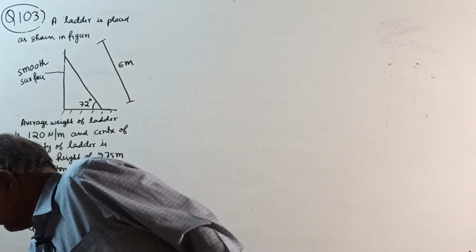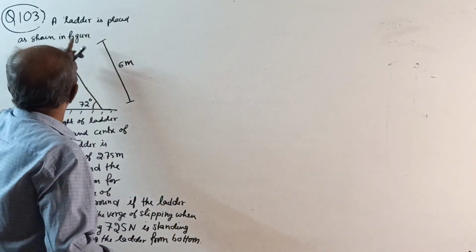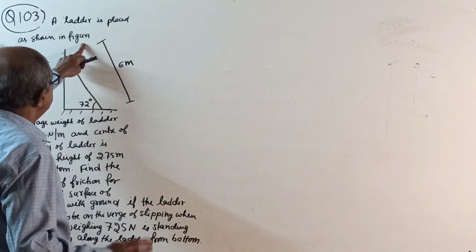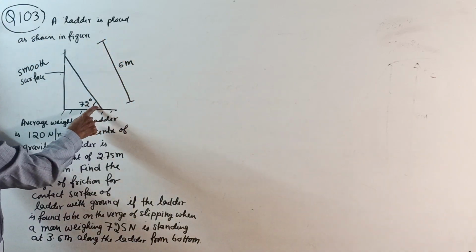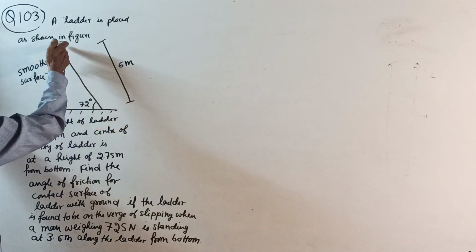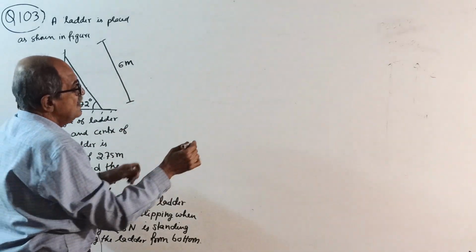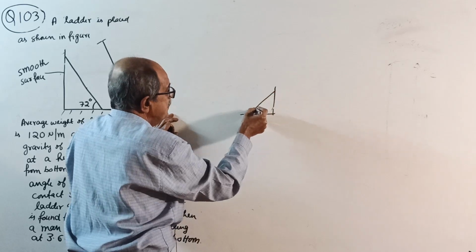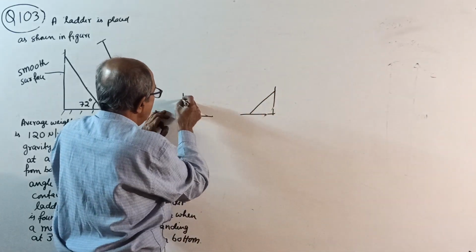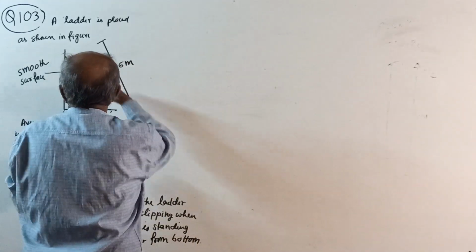Continue. Question number 103. A ladder is placed as shown in the figure. The length of the ladder they told is 6 meter, and this angle is 72 degrees. Very important: this time I put the ladder on this side. Usually 99% of question papers, or people who solve, solve it this way. But you can have it this way also. Just to see that everything is clear, I am turning it here.